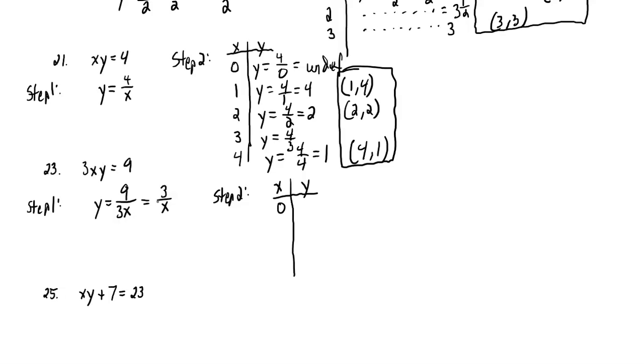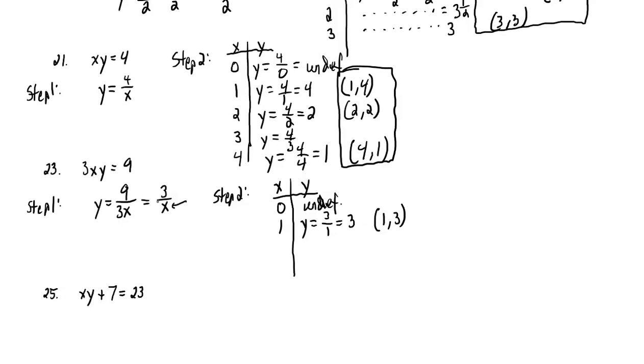What happens if you try 0 for x, but there's an x in the bottom? Right, this is going to turn out to be undefined. Okay, the next number you might choose for x is 1, and so y is equal to 3 over x, and so this makes 3, which is a whole number. 1 comma 3 is an ordered pair.